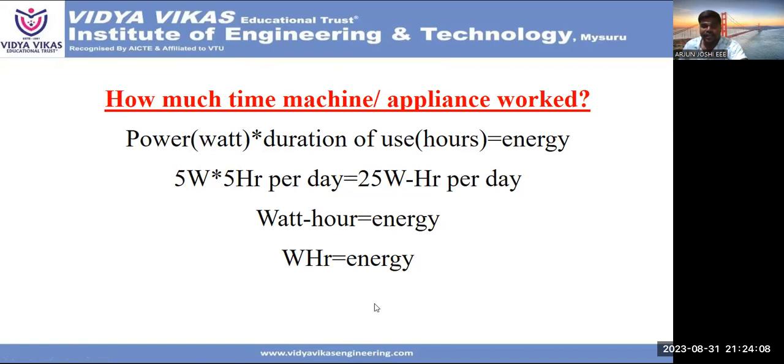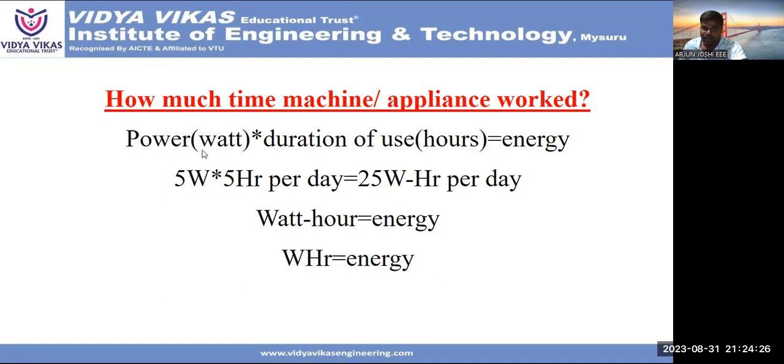Now let's understand energy. What do you mean by energy and what is the SI unit for energy? It is how much time a machine or appliance worked. For example, I'm going to take an LED lamp. The rating of the LED lamp is 5 watt.